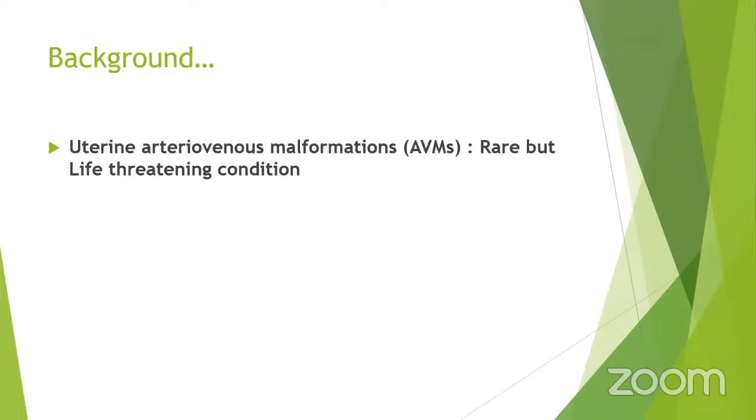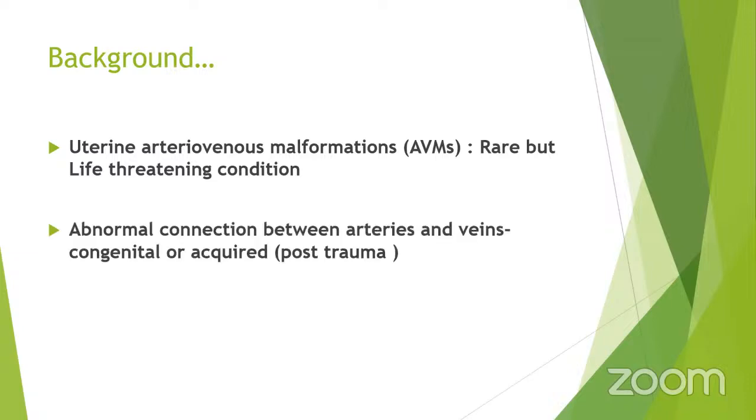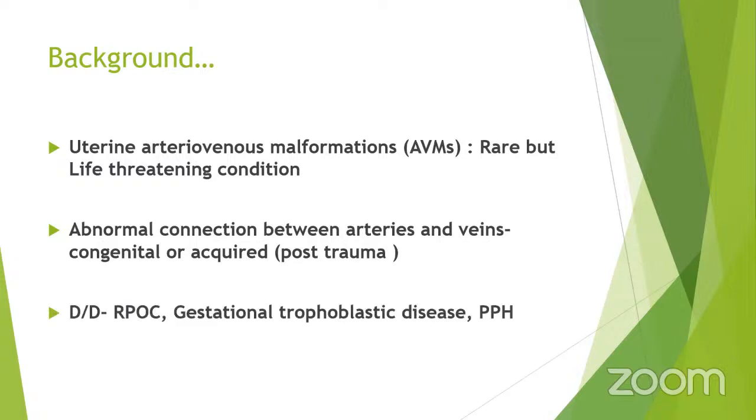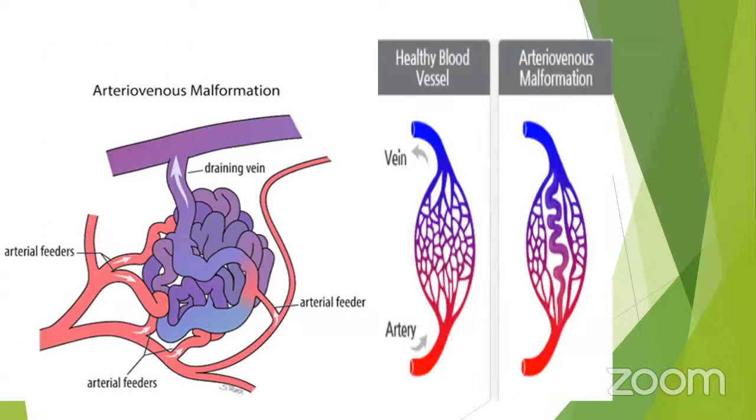Coming to background, uterine arteriovenous malformations are a rare but life-threatening condition. It's an abnormal connection between arteries and veins, congenital or acquired. This is a picture depicting arteriovenous malformation, showing arterial feeders and draining vein. This is a healthy blood vessel with artery and vein. In an arteriovenous malformation, you can see the fistula formation, or abnormal connection between the vein and artery.